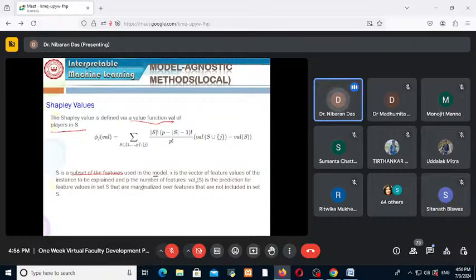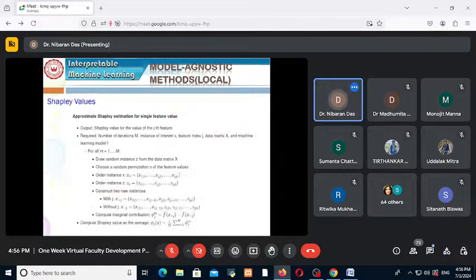X is the vector of the feature values of the instance to be explained, and P is the number of features. Val Xs is the prediction for the feature values in the set S, and these are marginalized over features that are not included in the set. So the value is S, and all kinds of combinations are considered, and you will get some.